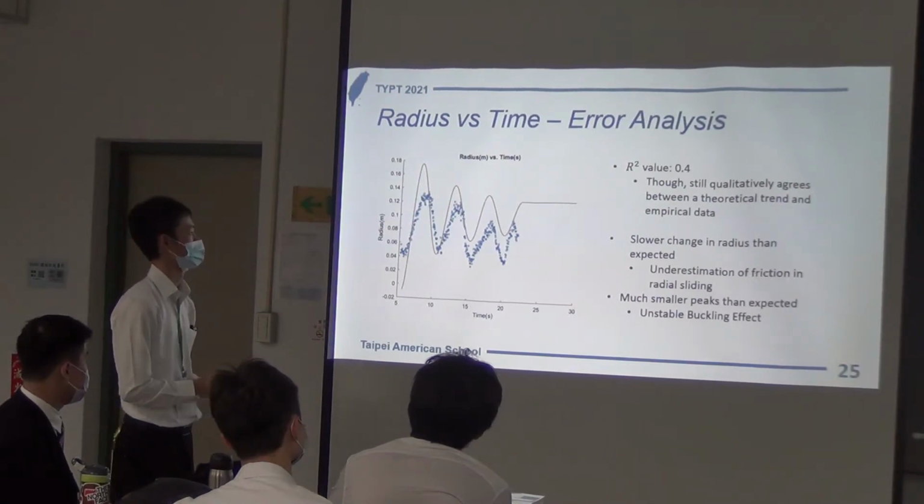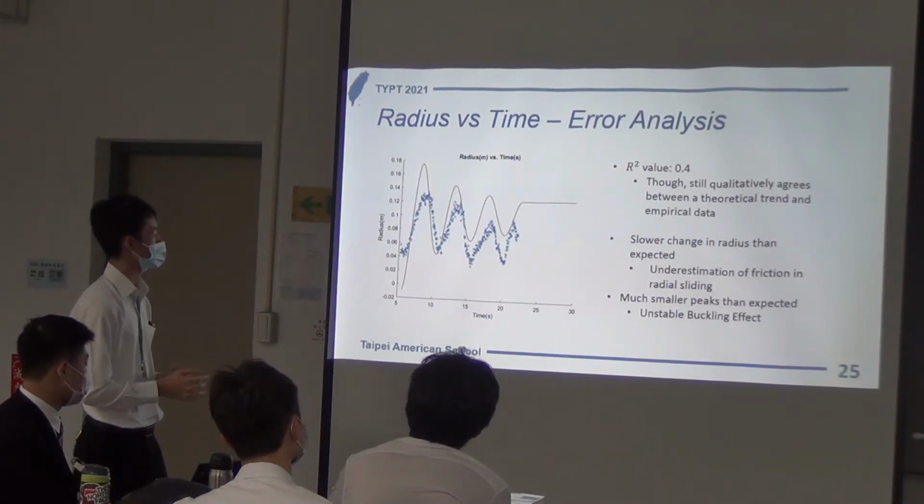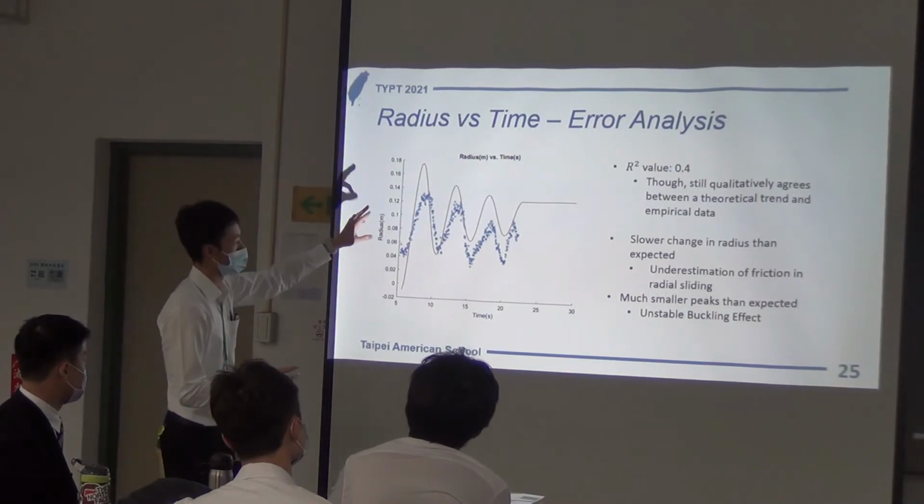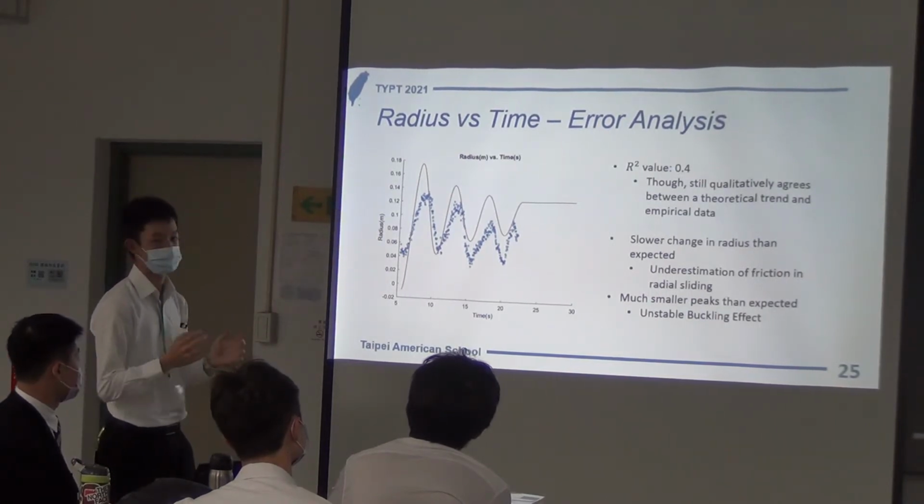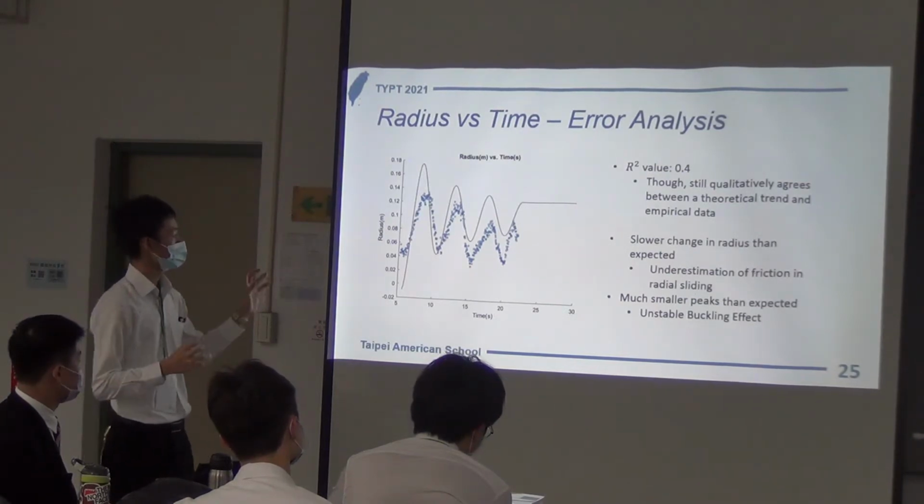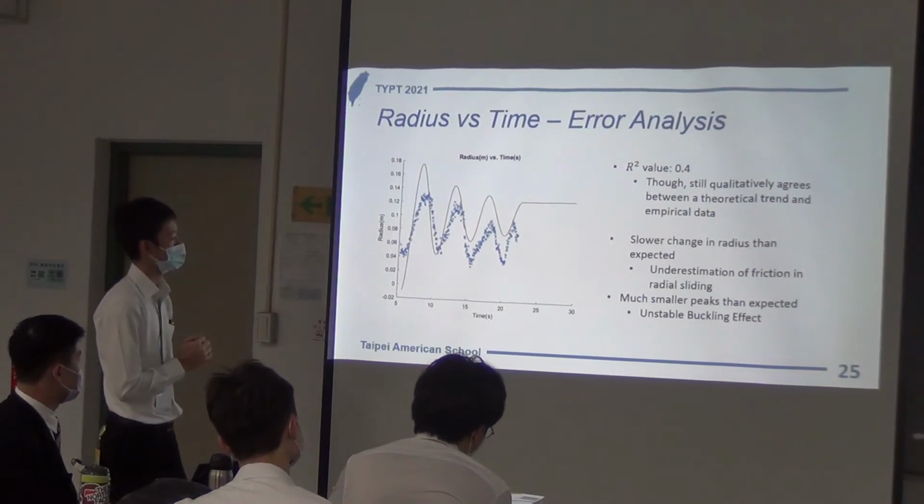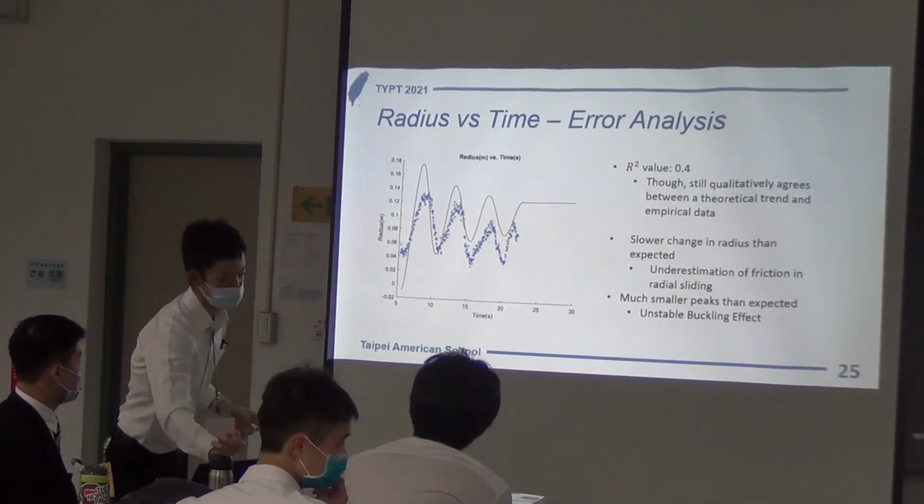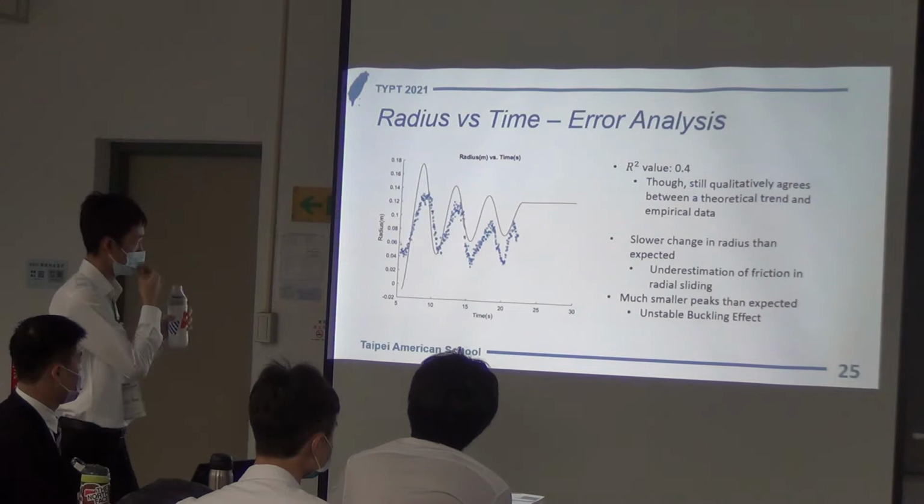This radius versus time R-squared may be a little low because there is a slower change in radius than we expected, which may be caused by an underestimation of friction in radial sliding. You also notice the much smaller peaks than expected can also be explained by something we call an unstable buckling effect.